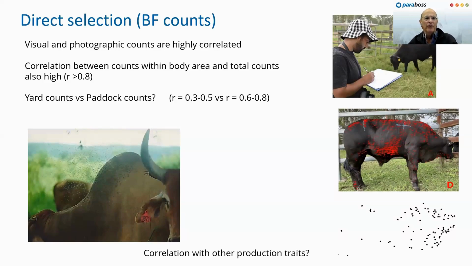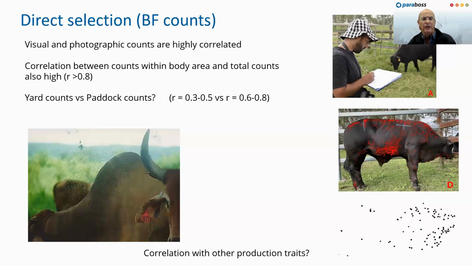So if we look at doing yard counts, we're going to get a correlation from a single count and an overall susceptibility of about 0.3 to 0.5. Whereas in paddock counts, as I said before, those flies, if they do get disturbed, they tend to go up in the air and come back down on the same animal. The counts are much more accurate, around about 0.6 to 0.8. So if we can get paddock counts, that's good.